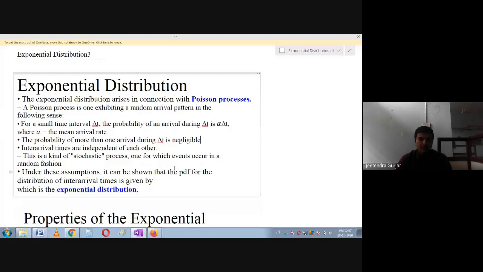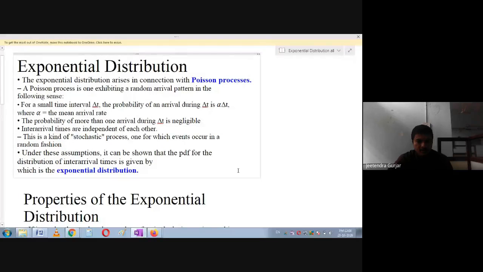Inter-arrival times are independent of each other. Definitely, in the queue you can see the arrival time depends on the situation. Suppose you are busy, you have some work, or you want to come on time. Even in the examination, some will come exactly on time, some will come late, some will be early. So inter-arrival times are independent of each other. In the exponential distribution, this is a kind of statistical process for which events occur in a random fashion.